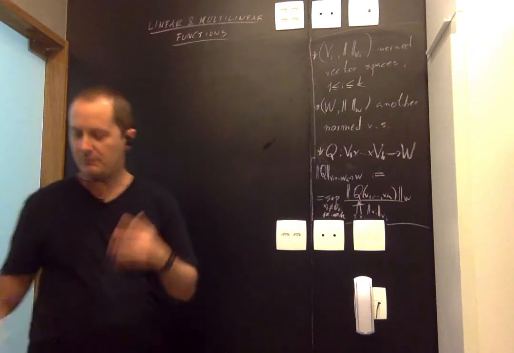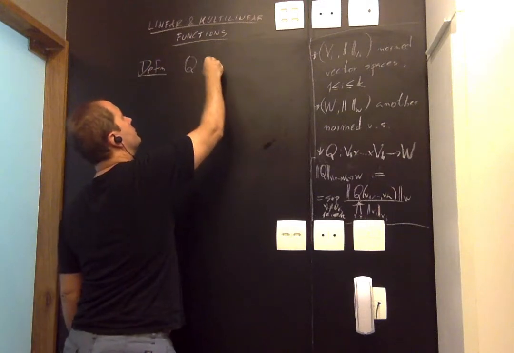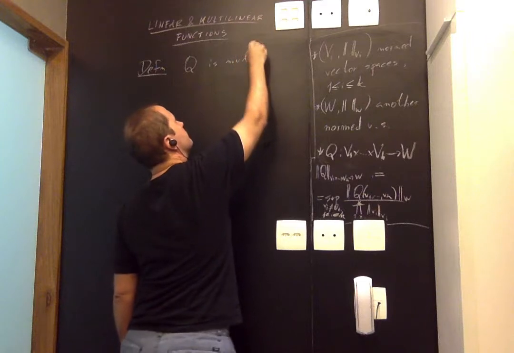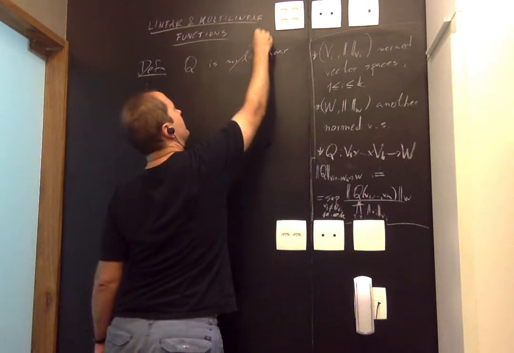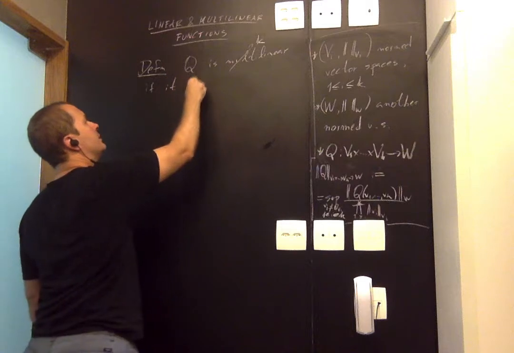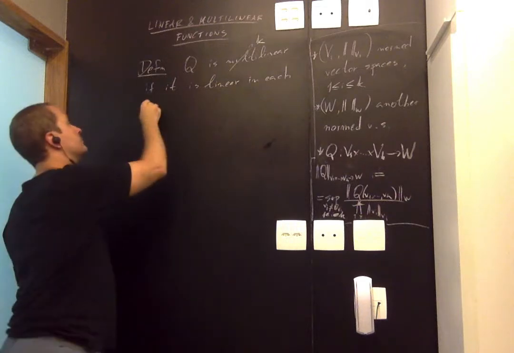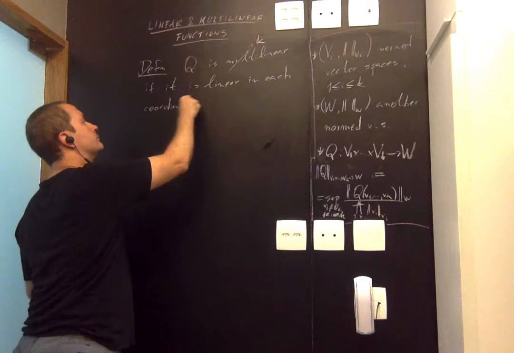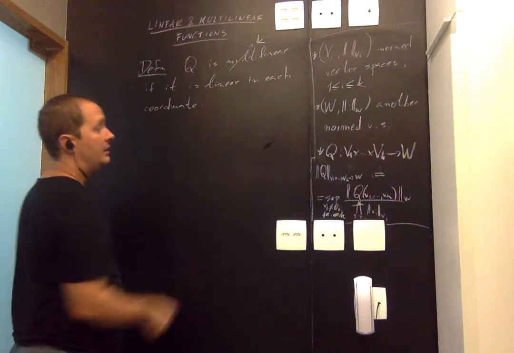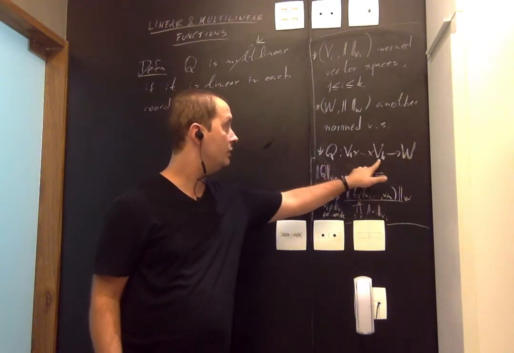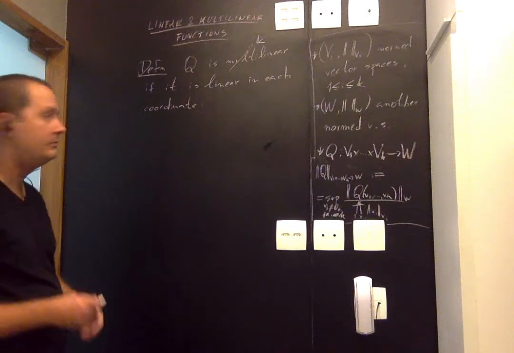Here I have the definition of norm, but let me first say what makes Q multilinear. Q is multilinear, or k-linear in this case, because I haven't specified a k, if it is linear in each coordinate, meaning that if I fix all but one of the input vectors and I vary the other, then Q behaves as a linear transformation. Okay, what do I mean by that, right?